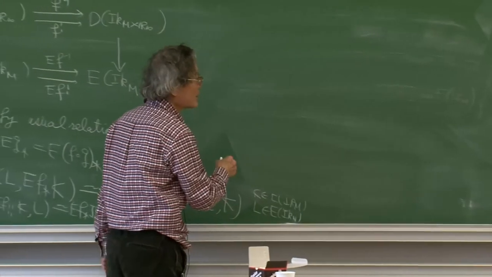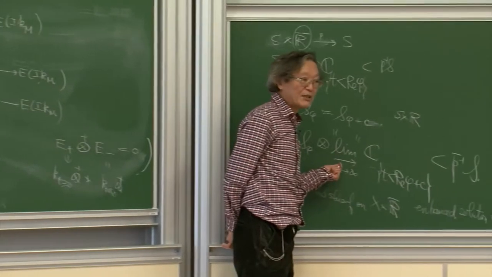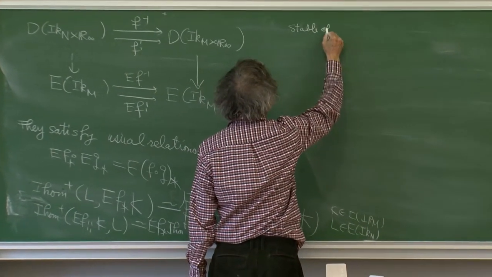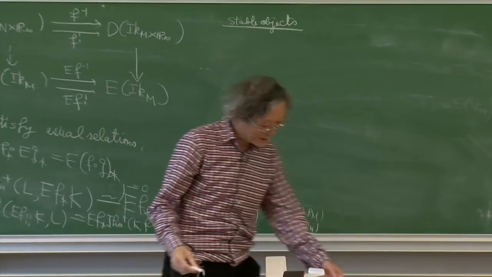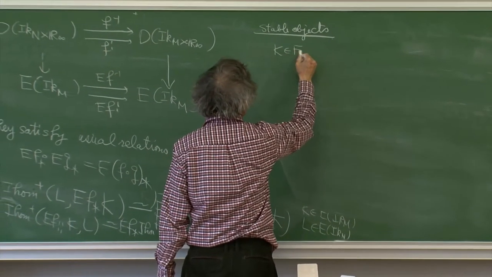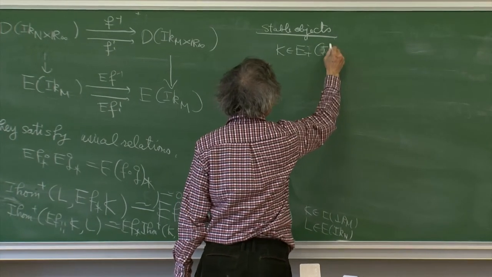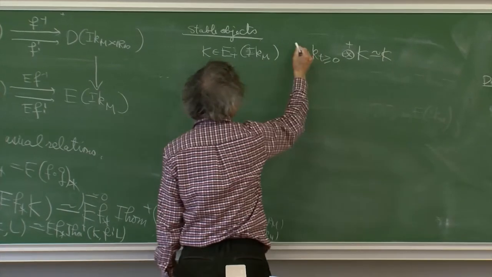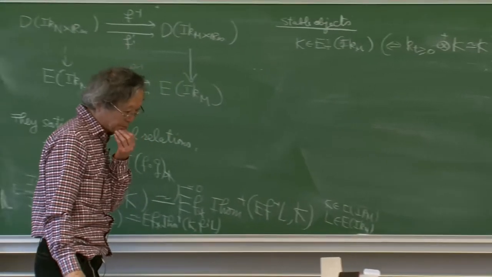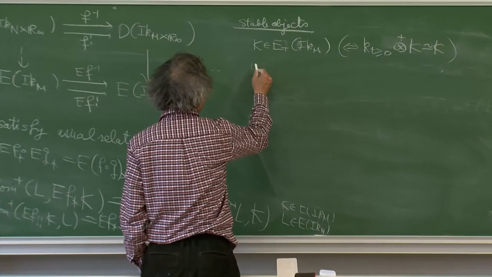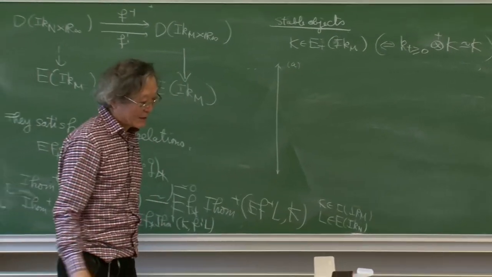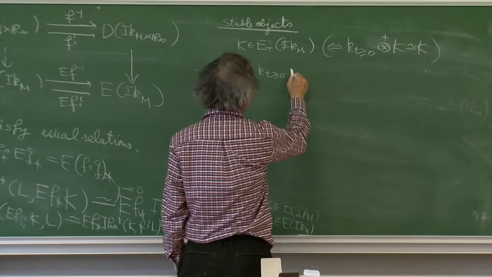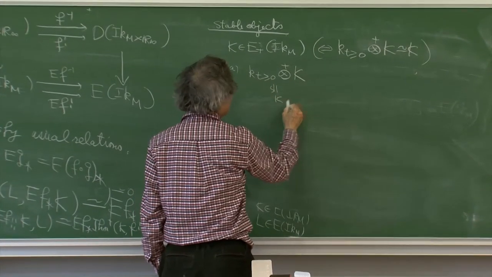So now a little bit complicated object. Here we consider a very special kind of objects, which we call stable objects. Okay, so let K be in E plus I K M, so it means K is isomorphic to K. Then the following conditions are equivalent. So that is isomorphic to K by the definition.